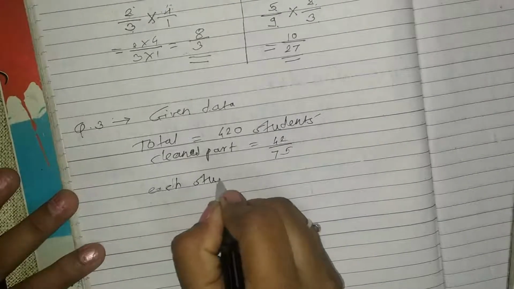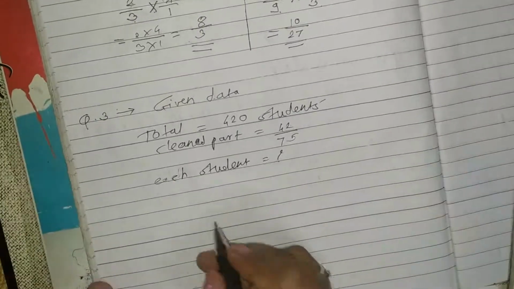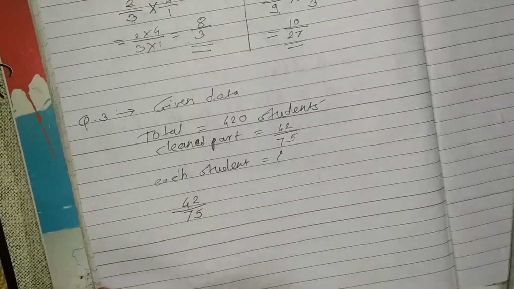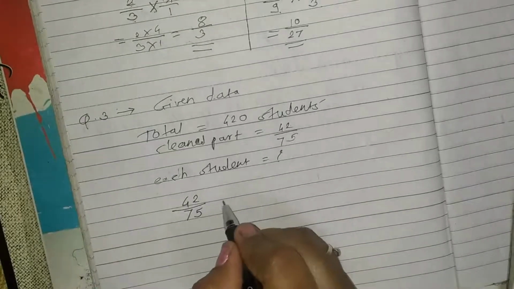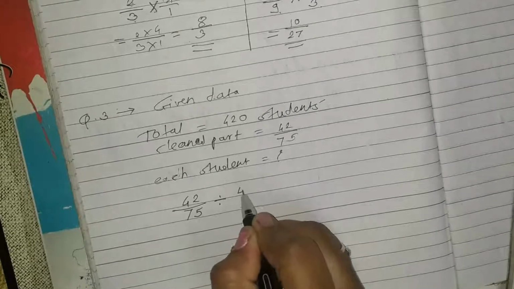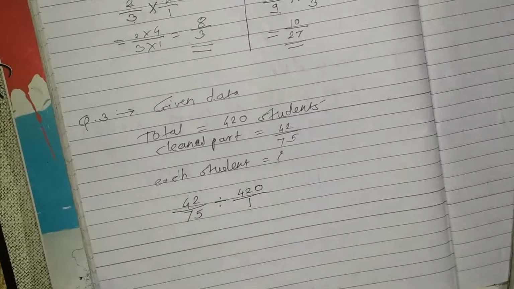Each student, question mark. So 42/75 part is cleaned by the whole town, by all students. So total students are 420. Nothing is given for one, so we take 1.